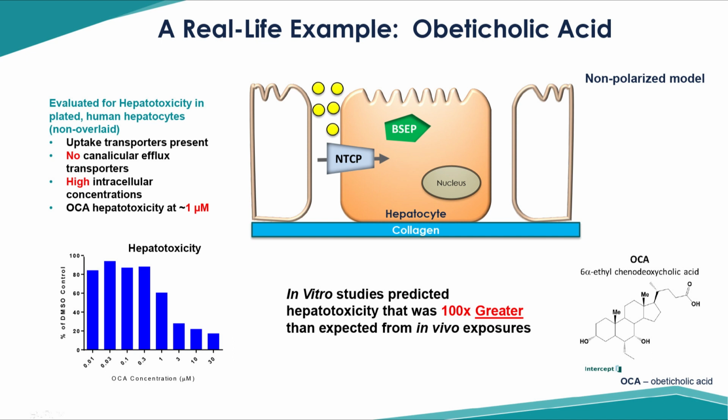So their compound was taken up, and it so happened their compound needed a canalicular efflux transporter to get out of the hepatocyte. And so it was taken up, but it couldn't go anywhere. So it accumulated to very, very high intracellular concentrations. And when they did some of the toxicity profiles for that, they saw a very significant amount of hepatotoxicity. And unfortunately for them, their anticipated clinical concentrations were starting at 1 micromolar.